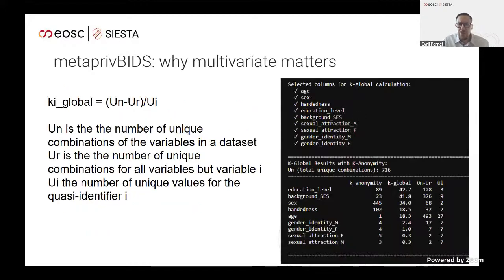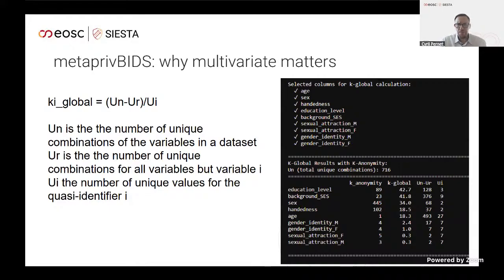Just to give you an example, from this exact data set I was showing a couple of minutes ago, we have this K global that we're computing. It's basically the difference between the number of unique combinations of variables in a data set versus the unique number, but not that variable of interest. So then we have a relative difference. And then we simply normalize it by the number of unique values for this particular variable that we want to look at.